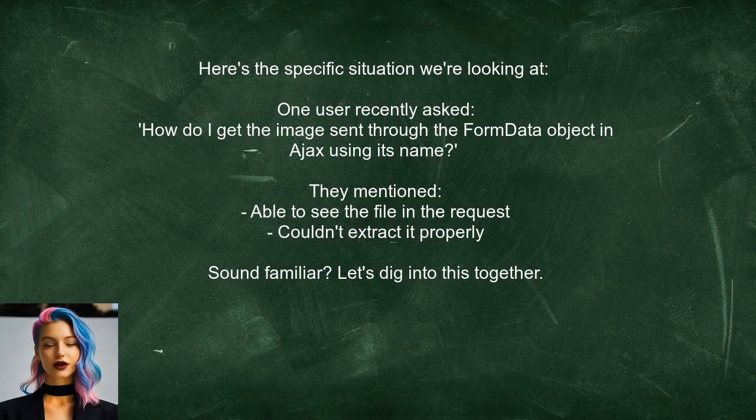Here's the specific situation we're looking at. One user recently asked, "How do I get the image sent through the FormData object in Ajax using its name?" They mentioned that they were able to see the file in the request but couldn't extract it properly. Sound familiar? Let's dig into this together.